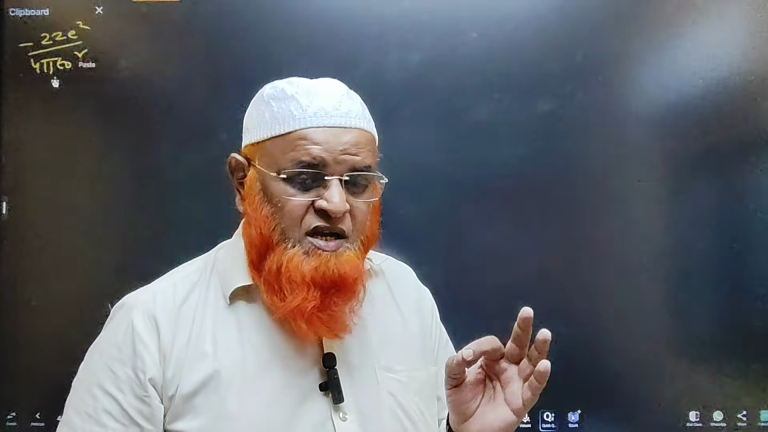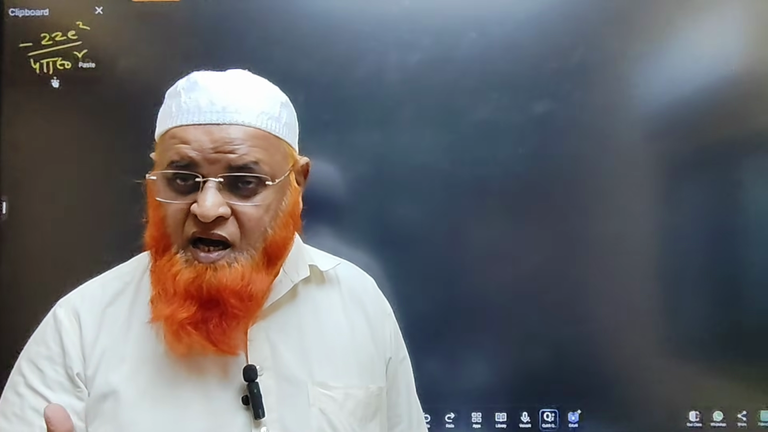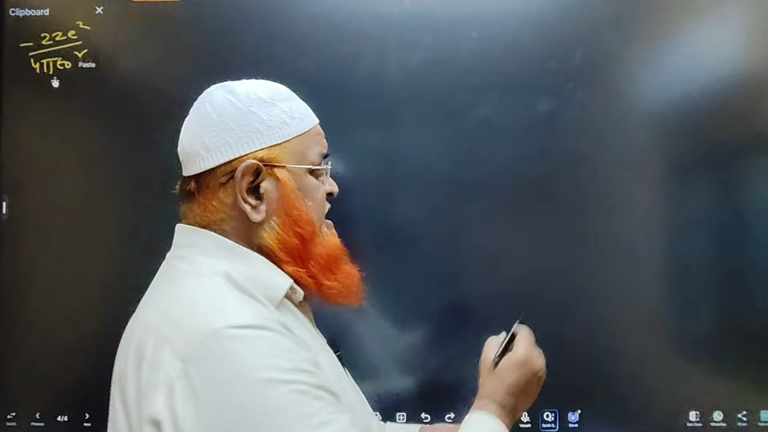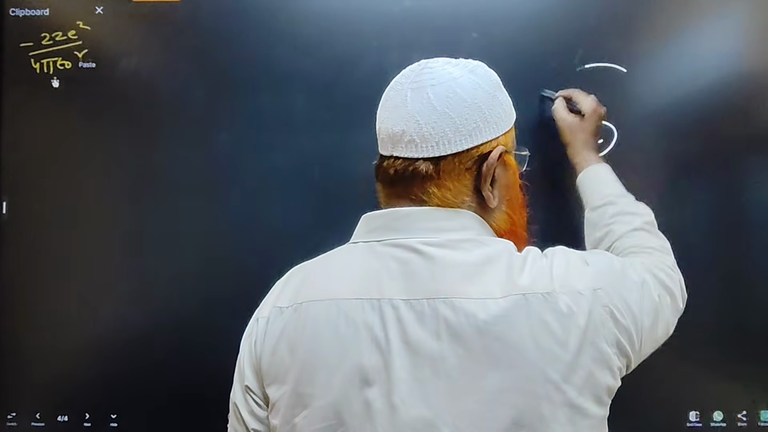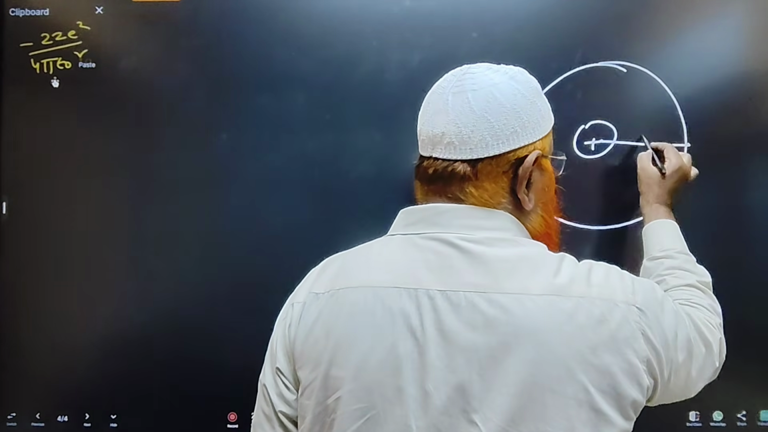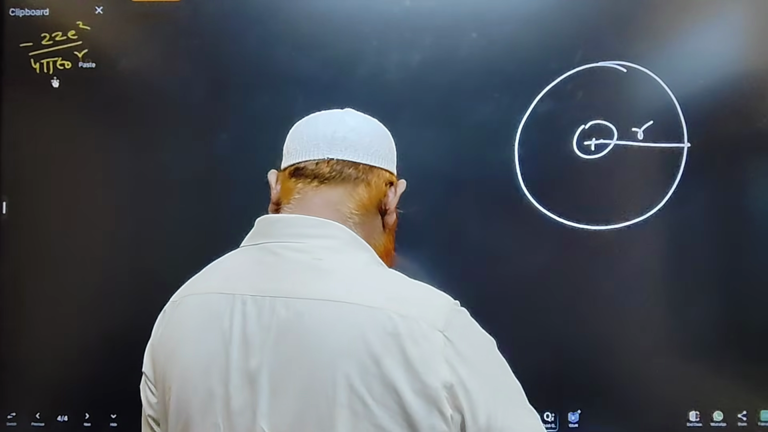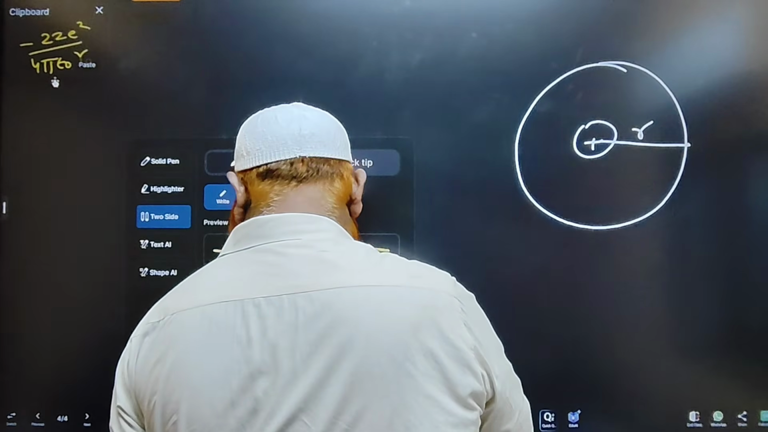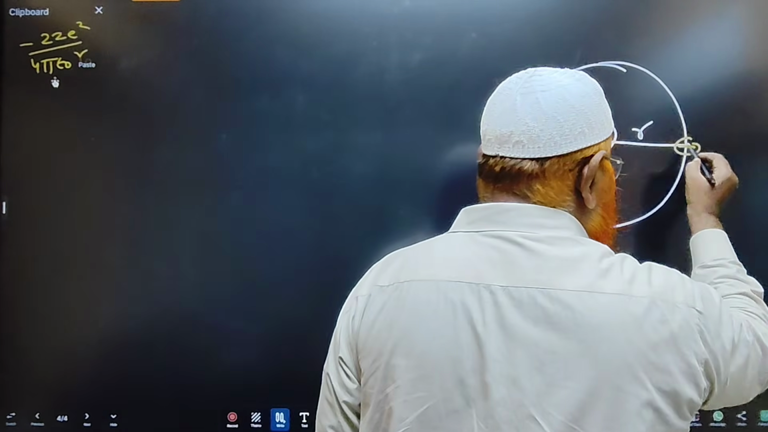what is the radius of an orbit? What is the formula for the radius of an orbit? So here, this is a positive charge. This is going to be an orbit having a certain radius. Now here I have taken one electron.